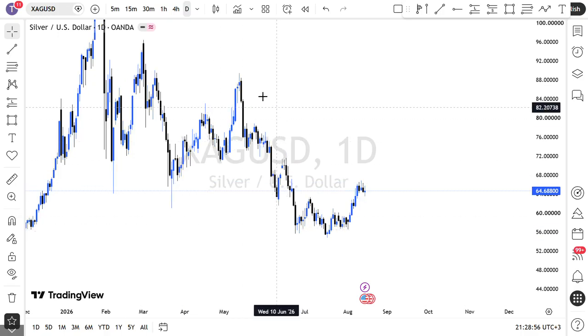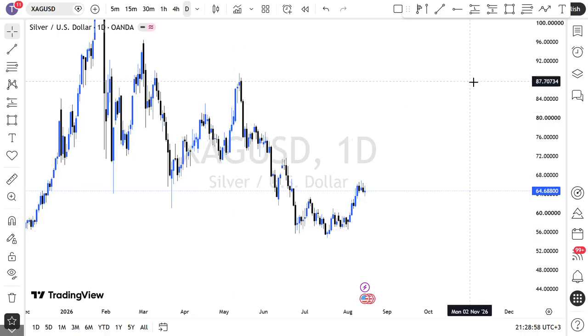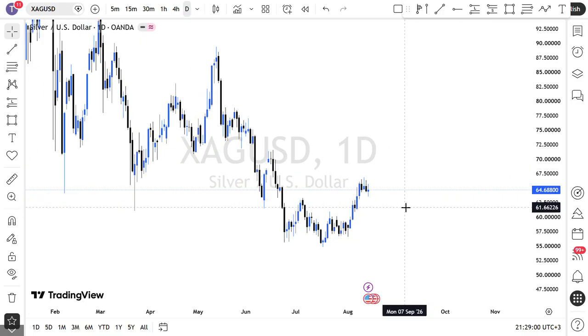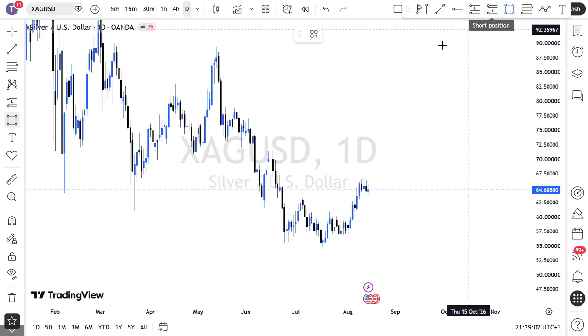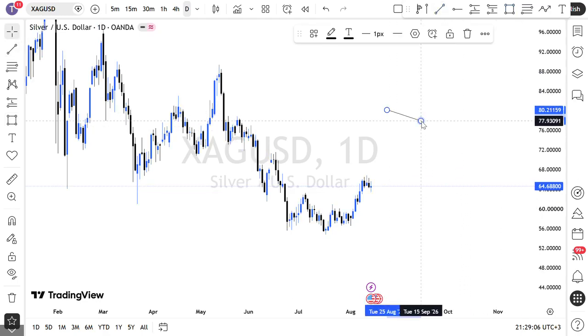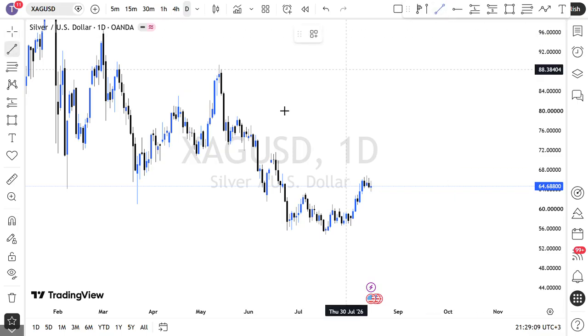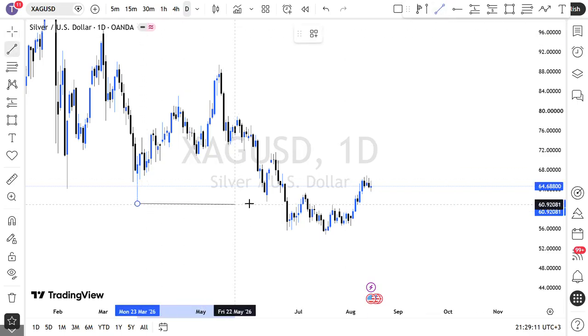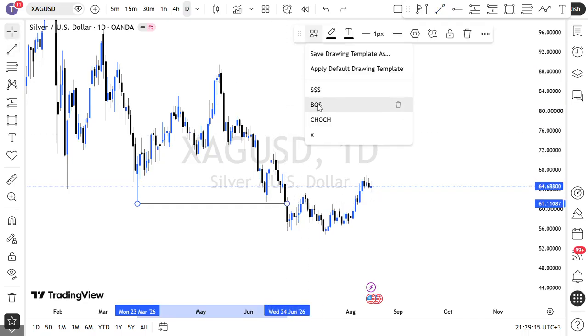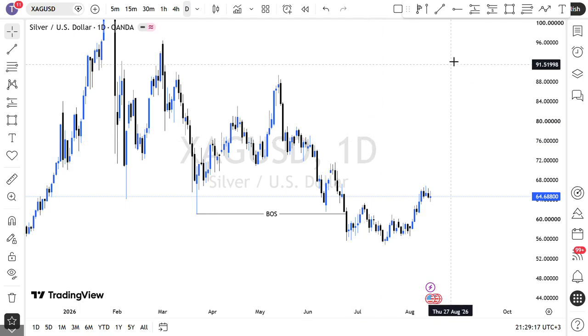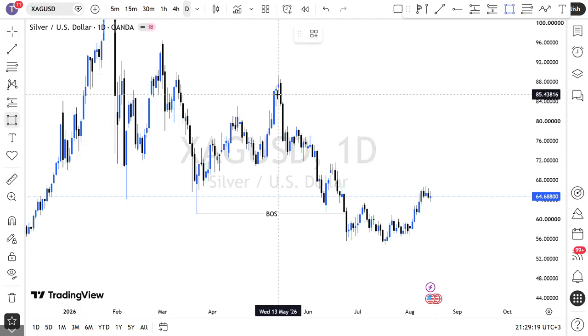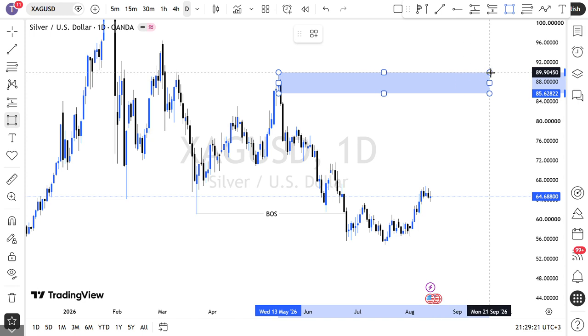Then we have price leaving some important points of interest. Therefore, let me mark out the points of interest that we have. So we had this break here to the downside at this point. And then after that break of structure there, we have a very good break of structure. And then price left behind this point of interest above there.